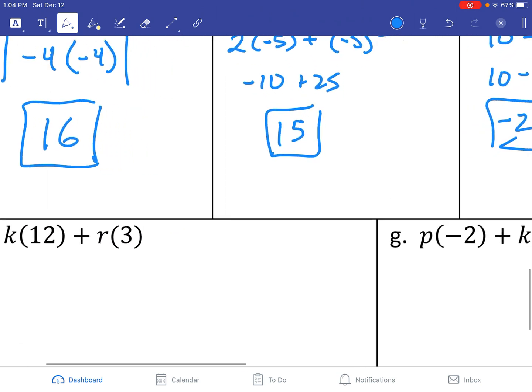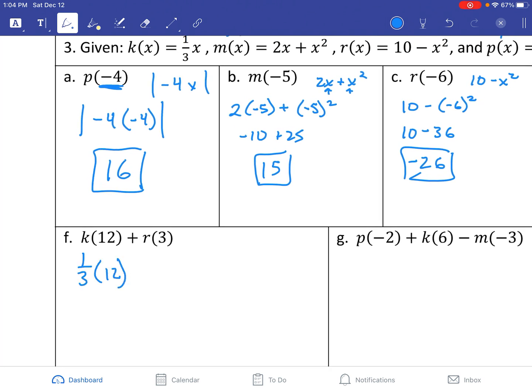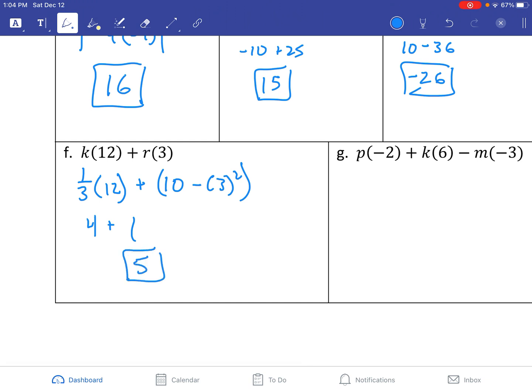All right, moving on to F, we have k of 12 and r of 3. So k is 1/3 times 12 plus r is 10 minus 3 squared. All right, I'm going to put the entire second expression in parentheses. And it's a good habit to do because although it doesn't really make a difference for this plus part, when you do a minus one, like we're going to see in letter G next, it will make a difference. All right, 1/3 times 12 is 4, plus 3 squared is 9, and 10 minus 9 is 1. Okay, so 4 plus 1 is 5.